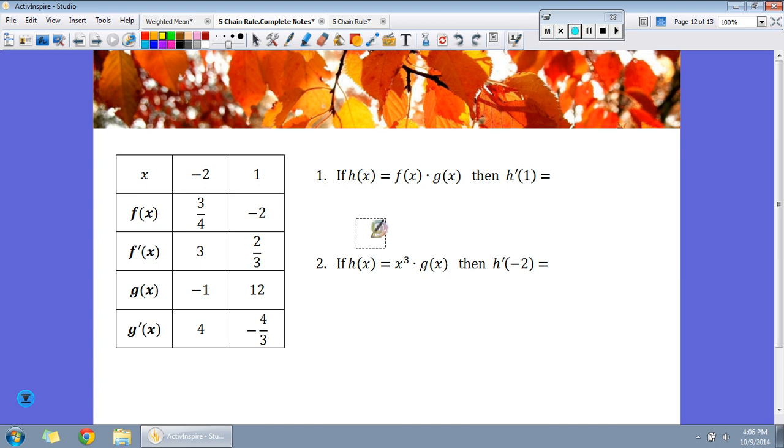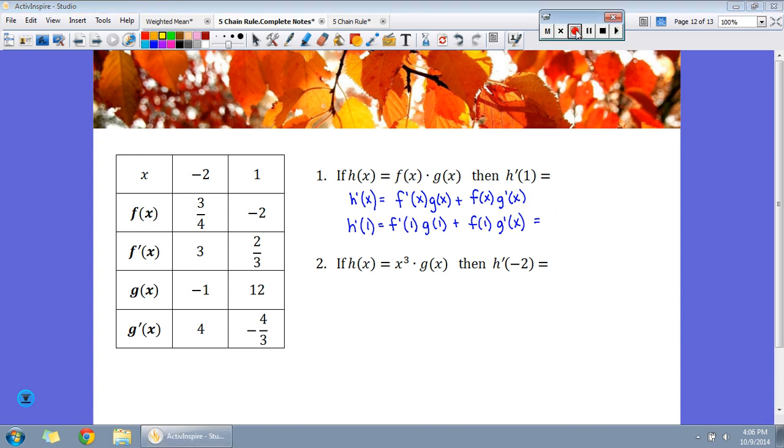For the back, this is an example of product rule. So we're going to take the derivative of h of x, and that's going to be our product rule, and then plug in 1 for everything. f prime of 1 we're going to get by looking at when x is 1, f prime is 2/3. And then we're going to multiply by g of 1. g of 1 is 12.